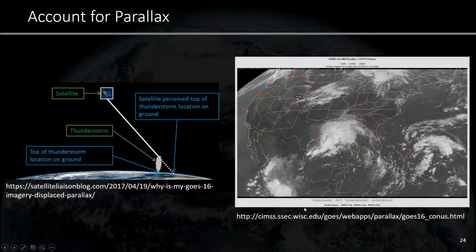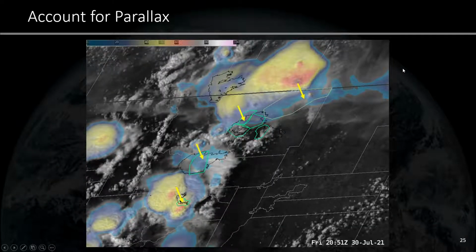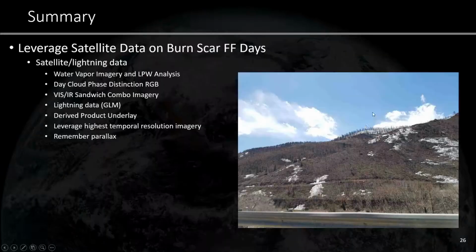And there's actually a great web page. I think just Google SIMS parallax, and you could get this web page where you could see what the degree of parallax is at any given point. And then there's an example, one of the examples I showed, especially for this East Troublesome event. The mature convective updraft cloud top was northwest of the East Troublesome fire, but the parallax would put it directly over the burn scar. So that is all I wanted to cover.